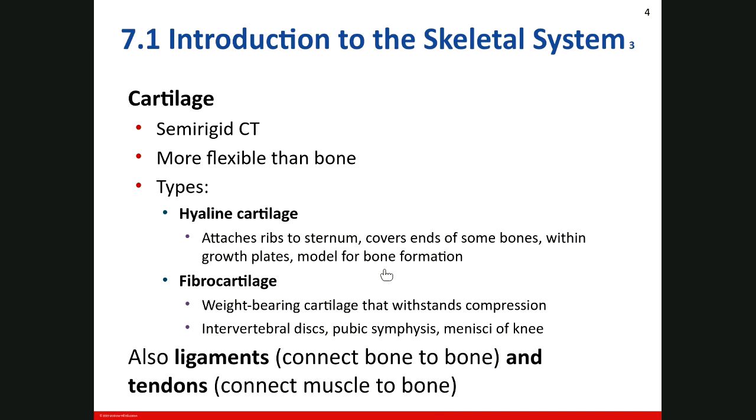And the other type of cartilage is called fibrocartilage. The fibrocartilage is a weight-bearing cartilage that withstands compression. It forms the intervertebral disc, the pubic symphysis, and the cartilage pad which we have in our knee joint, which we call the meniscus. Also, the ligaments which connect bone to bone and the tendons which connect muscle to bones are part of our skeletal system.